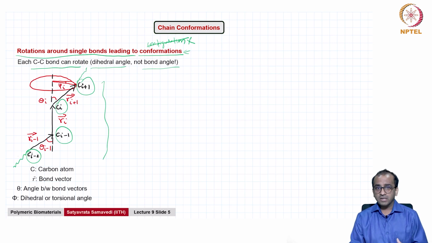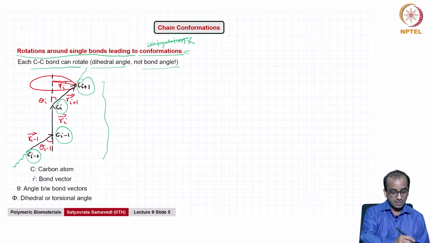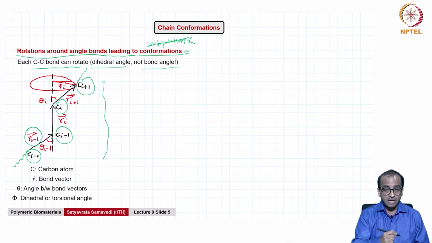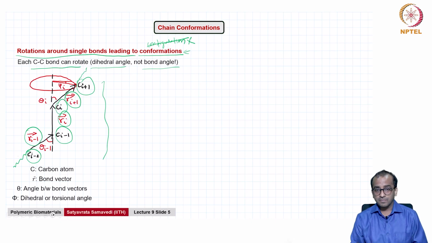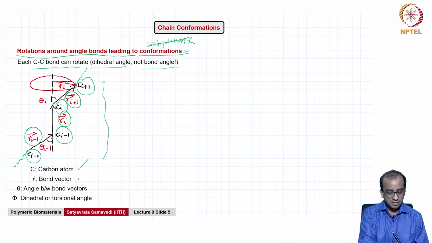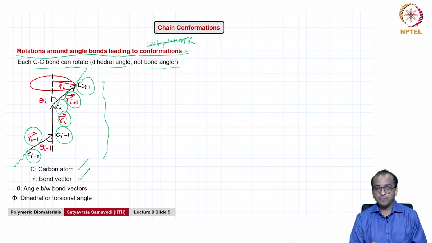Now, as you can readily appreciate, between 4 carbon atoms we can define 3 bonds, and those bonds have their own bond vectors associated with them, namely Ri-1, Ri and Ri+1. So, we have 4 carbon atoms, we have 3 bonds that we have defined between them, each associated with their own bond vectors. So, the carbon atoms and the bond vectors should be clear.